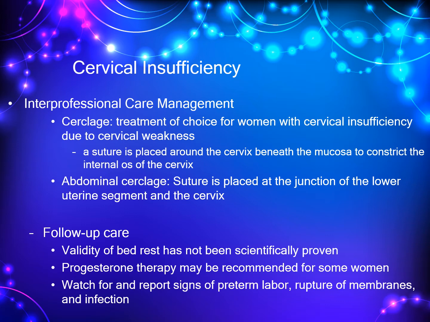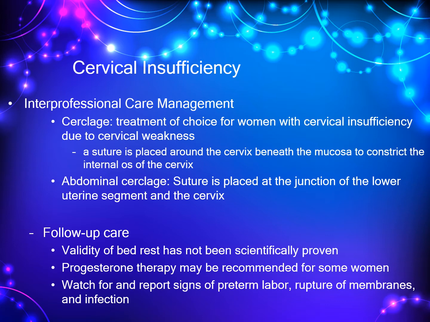A suture is placed at the junction of the lower uterine segment and the cervix. Now, this type is used for congenitally short or amputated cervix, cervical defects, a cervix that's previously scarred, or unhealed lacerations or subacute cervicitis. So keep in mind that cerclages could be either elective or emergent.